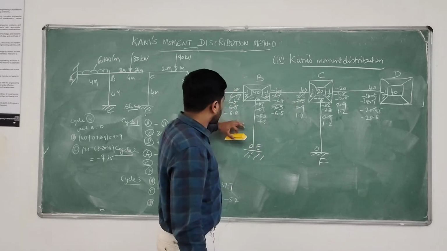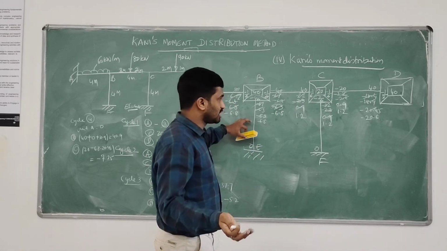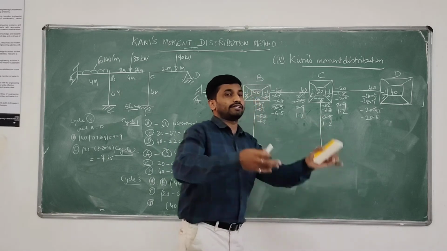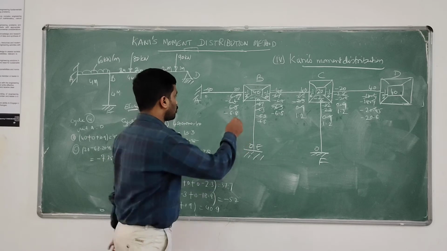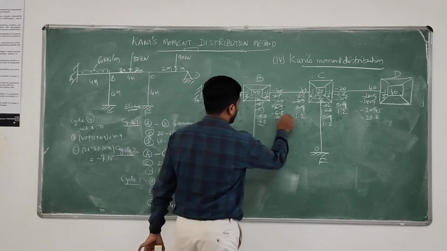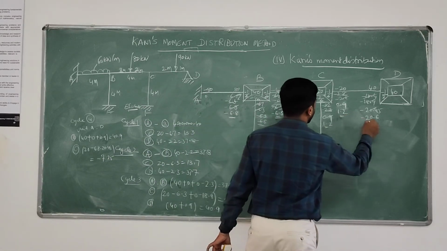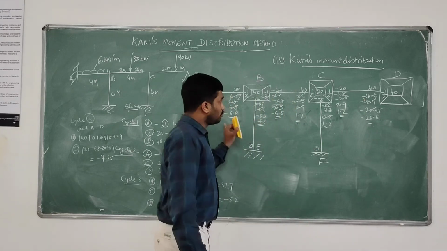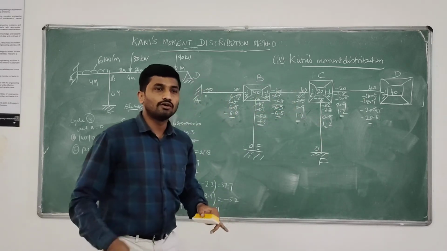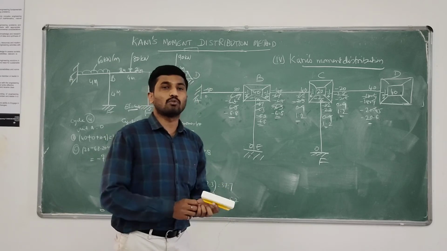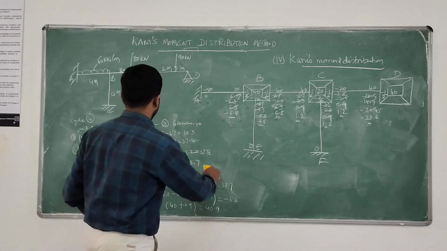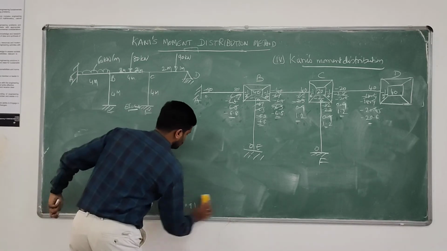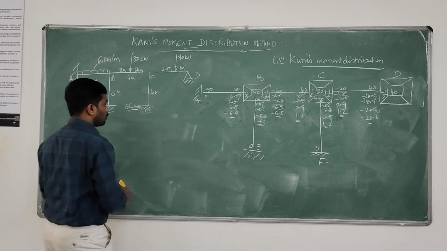Now once again observe 6.3, 6.8. Okay, marginally accepted. Here also 0.9, 1.2 marginally accepted. If you want, carry one more cycle or stop over here. I stop here because this is more or less near the values. So these are the final rotation contributions. Using these rotation contributions, we have to compute the final end moments. So the next step is final moments.